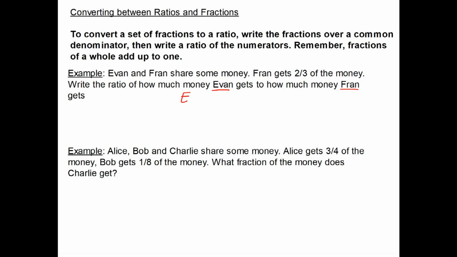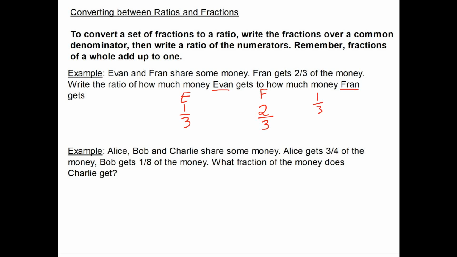Well, I have Evan and Fran. Fran gets 2/3 of the money. So if Fran gets 2/3 of the money, that means Evan needs to get 1/3, because if I have 2/3 of one whole, the remaining amount is 1/3 to get the full whole. So I can say the ratio is 1/3 to 2/3.